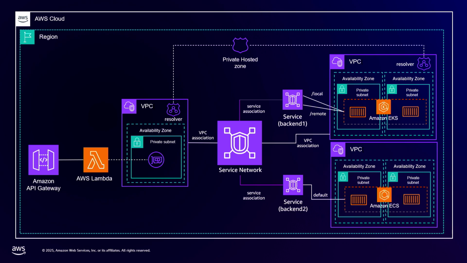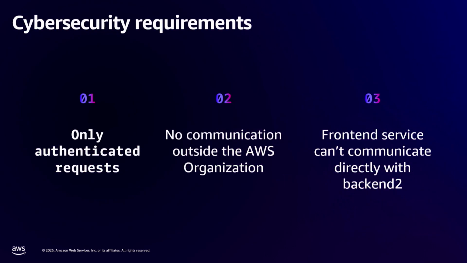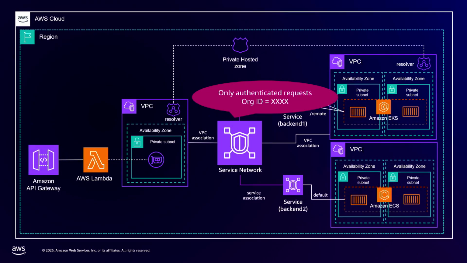But with that, we're enabling communication, and we have some cybersecurity requirements. Basically, we're going to allow only authenticated requests. We don't want any communication from outside the AWS organization. And also, as Cristobal said, we're going to try three connections, but we don't want the front end communicating directly with backend 2. We only want to do it via backend 1. So with that architecture, we're first going to apply a policy document in the service network, only allowing authenticated requests from the organization where we are located. We're in a single account, but we have that account in one organization to show you that behavior.